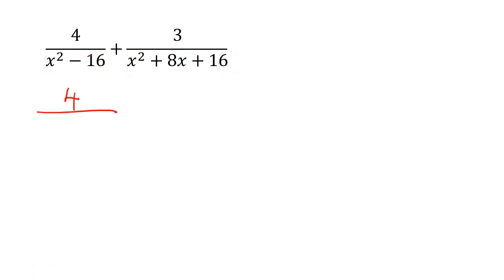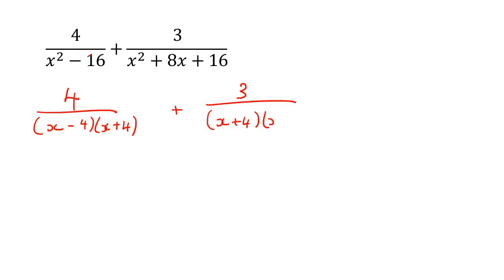So that's going to be 4, and then this was a difference of squares, so it's going to be x take away 4 and x add 4. Okay, this is a normal trinomial, so let's quickly just say plus 3. Now that would factorize as x plus 4 and x plus 4. So you would have to say x plus 4 to the power of 2.